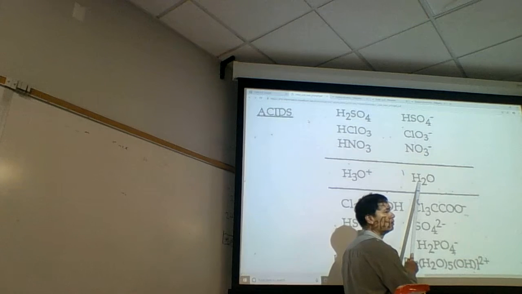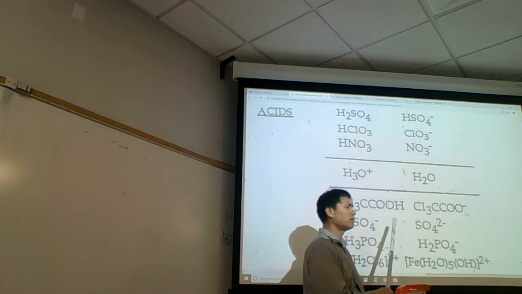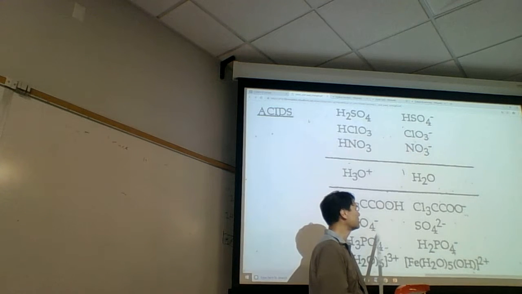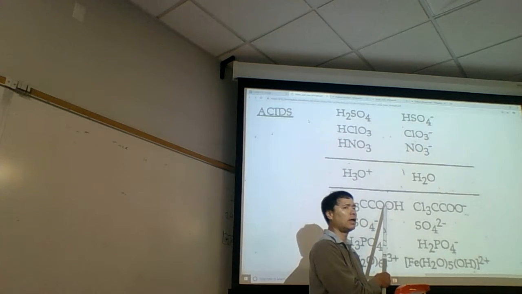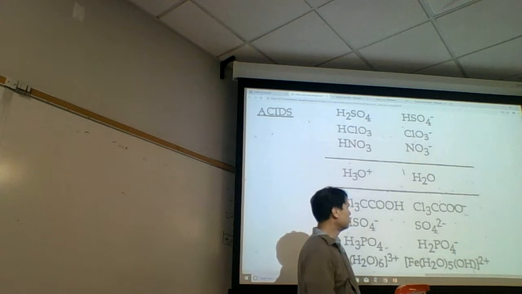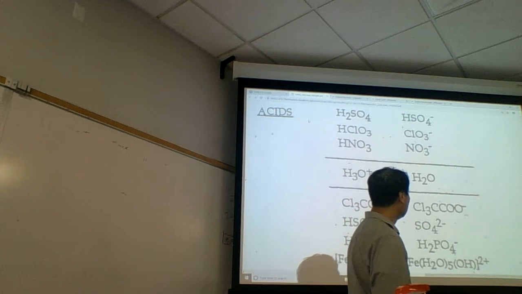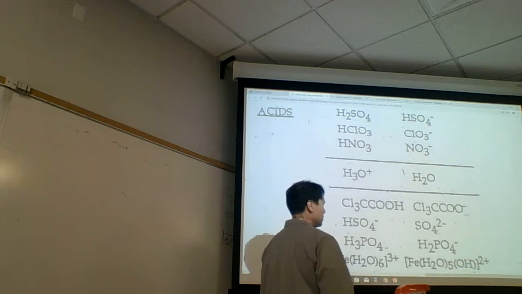This is water. Water is a base. Well, water is both an acid and a base. When something can act either as an acid or a base, we call it amphoteric. A-M-P-H-O-T-E-R-I-C. Amphoteric. Could go either way.